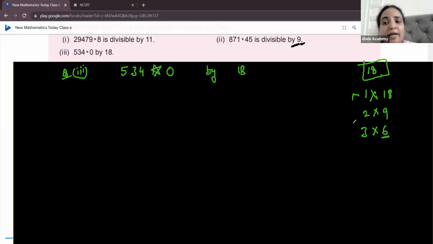So can you find the co-prime pair here for me? Which one of these three is the co-prime pair of 18? What was co-prime? Nishad, do you remember? Let Nishad try once, because he is very sleepy today.